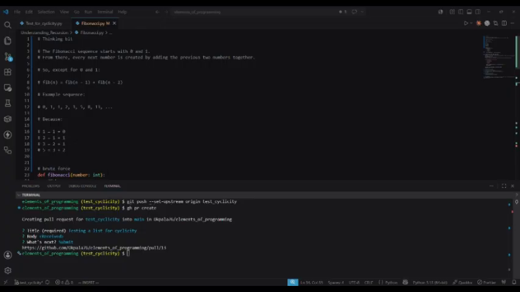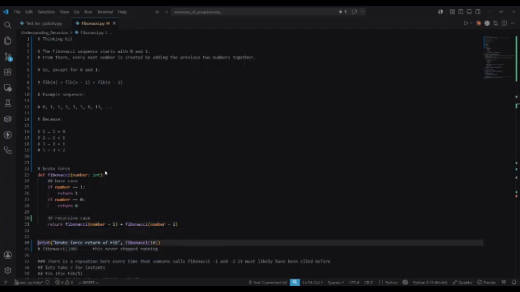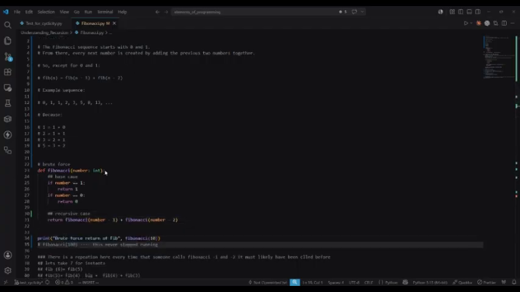But something that stands out with this, you see here immediately, is the recursive case. And then, after that line 35, we have something. It says brute Fibonacci of 100. This never stops running. So why is that?